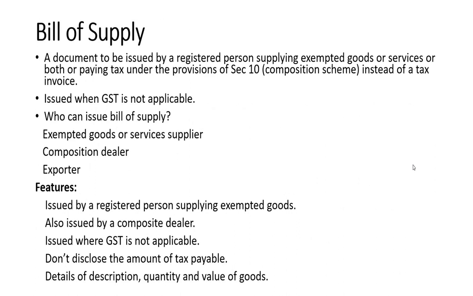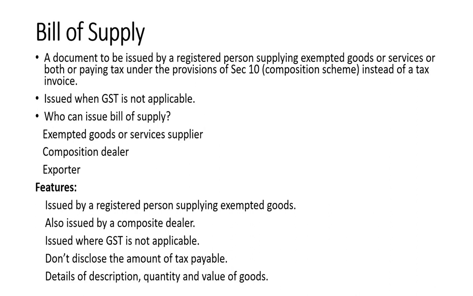Now let's look into another document called a bill of supply. A business registered under GST issues a tax invoice to the buyer, an invoice which provides the details of the GST rate charged, the cost of the goods, etc. But some businesses, even though registered under GST, cannot charge tax on the goods supplied by them. Such dealers have to issue a bill of supply.